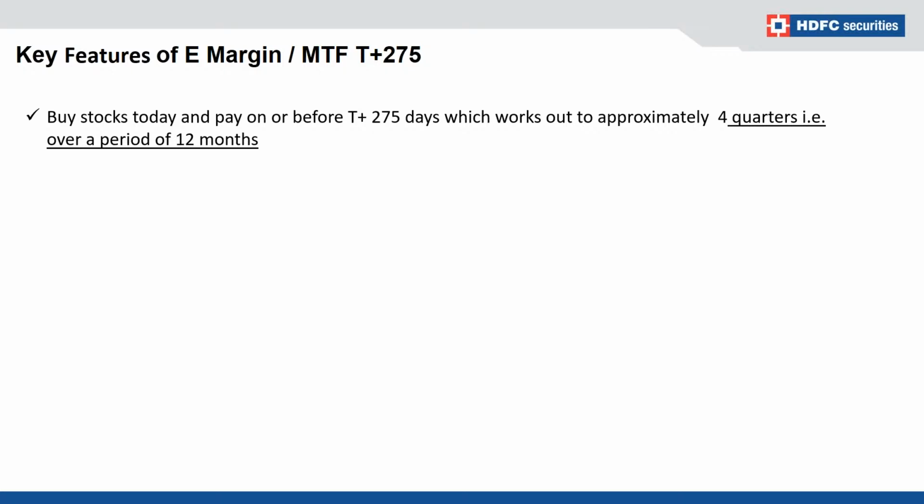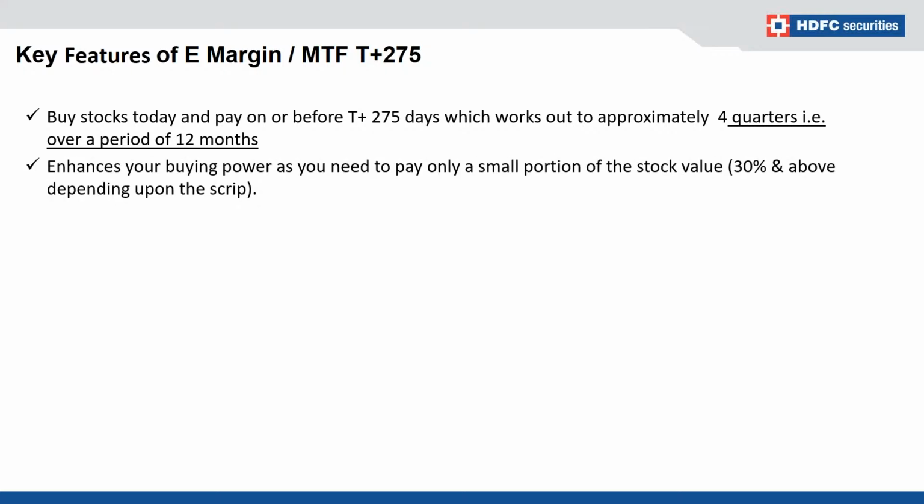When a customer buys today, he can pay a small amount and the remaining amount later. For example, if I want to buy TCS shares worth 1 lakh rupees, I will not pay 1 lakh rupees. I'll pay only 30,000 rupees, and the remaining 70,000 I'll pay in installments to HDFC Securities. That is how it enhances the buying power of the investor to buy more.